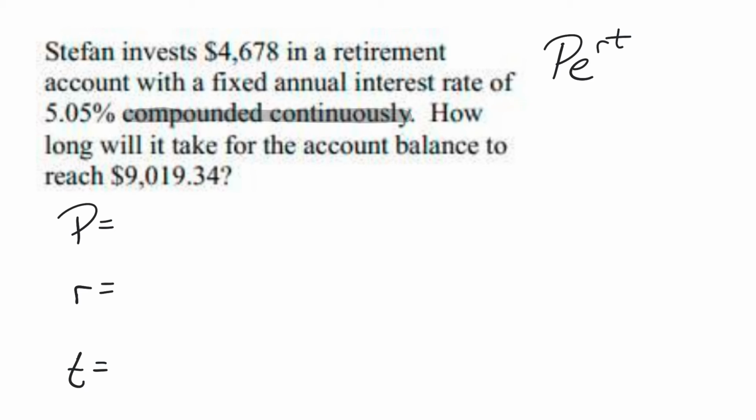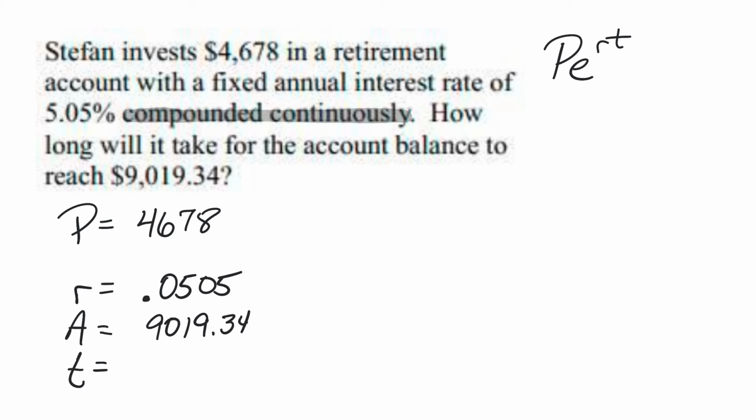So it says Stefan invests $4,678. So that's going to be our initial amount. Fixed annually at a rate of 5.05%. So I'm moving the decimal place over twice. So that is 0.0505. And then we want to know how long it will take for him to get an investment value of $9,019.34. So the time is our variable, it's unknown.